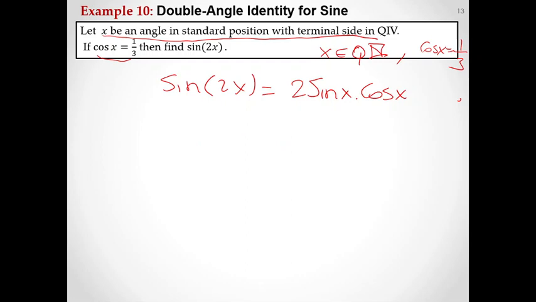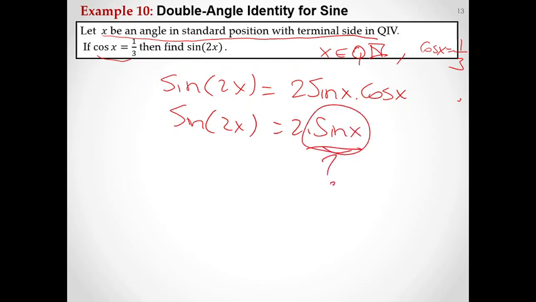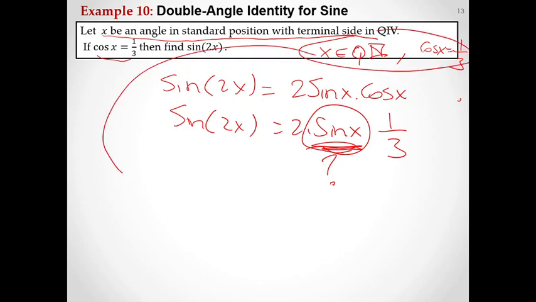Now let's apply the formula. When we apply the formula, we will end up with 2 times sine x. So this is the problem. We don't know that one. And now cosine x is 1 over 3. So the question here is to find sine x. Can we use this here and get sine x?